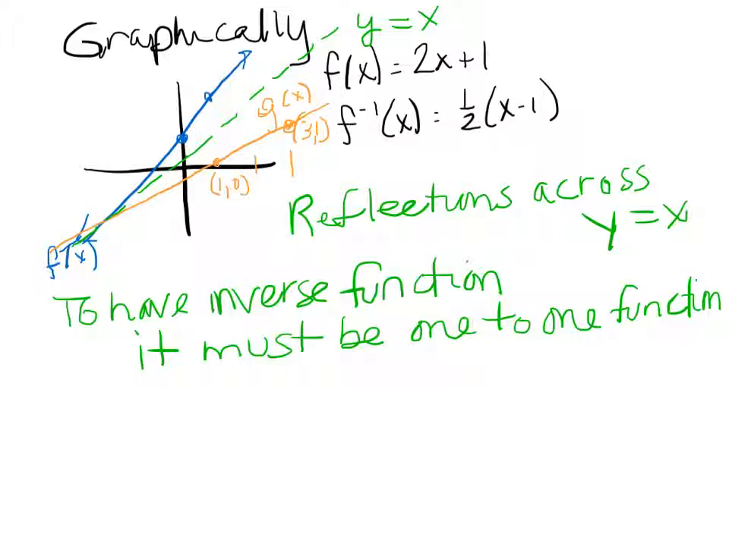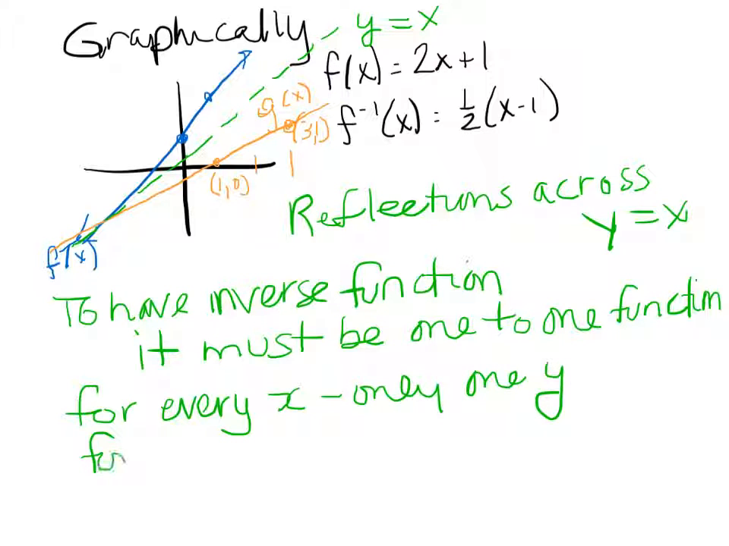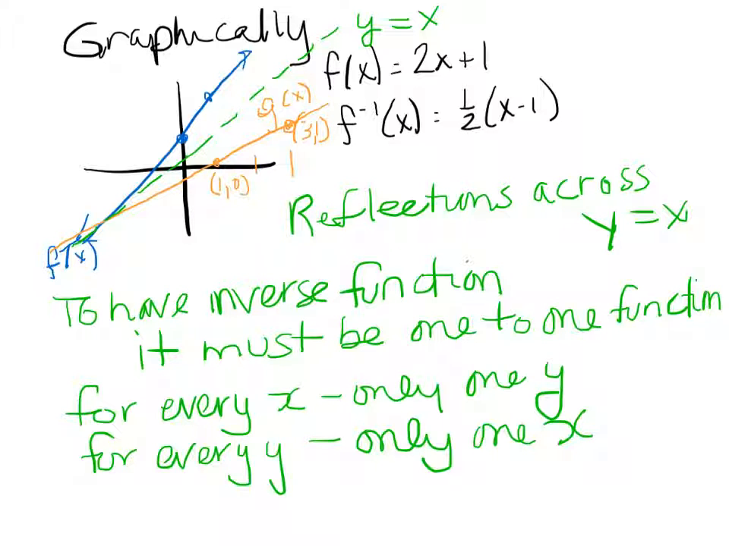So the idea is for every x, there's only one y, made it a function. But now we have to add for every y, there's only one x. So if you change x into y, and then you want to change y back into x, you've got to know which x to go back into. So only one x for every y. So that's why it's called one-to-one, okay? And this is summarized graphically as the horizontal line test.